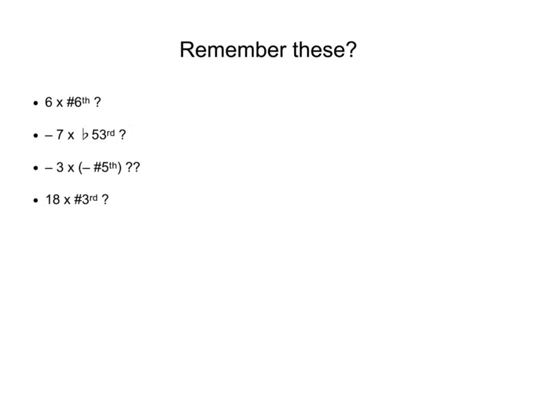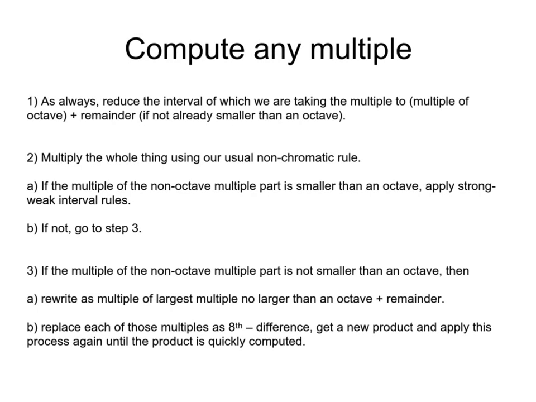Remember these examples from way back when? How do we compute them using these new magic tricks? Some of the intervals are way too big for us right now.